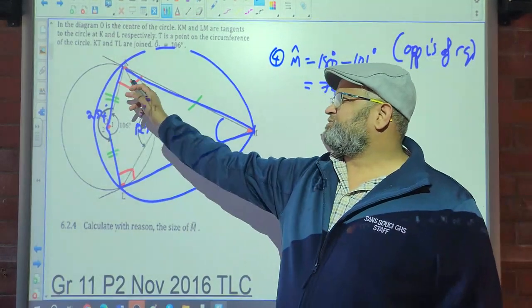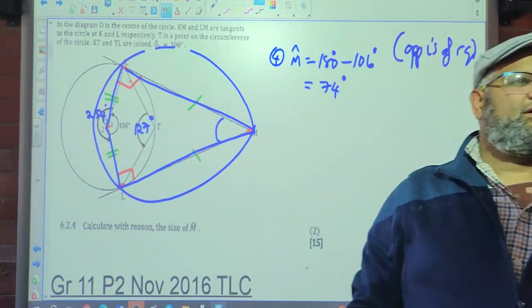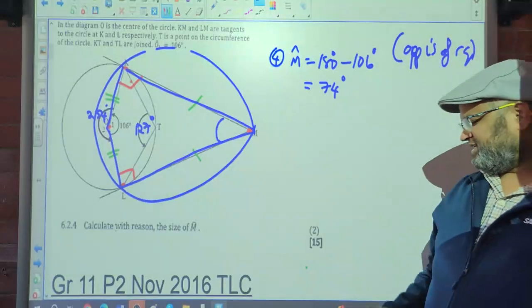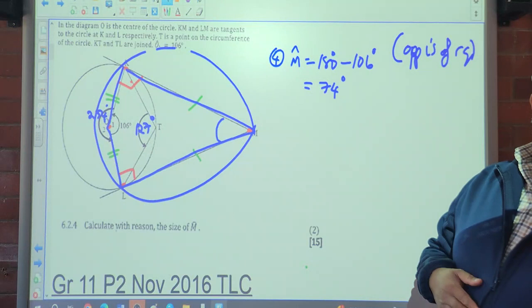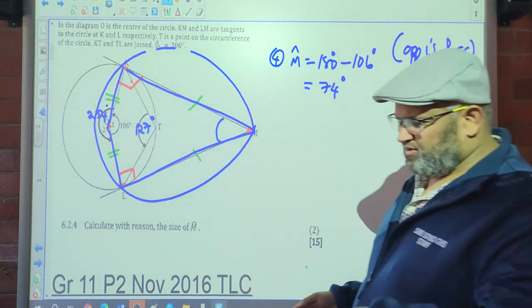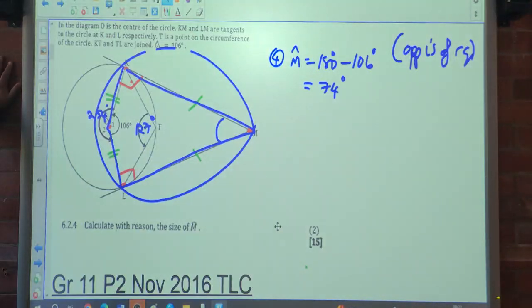Otherwise, you could have said 106 plus 90 plus angle M plus 90 is equal to 360. Why? Because it's the interior angles of a quadrilateral. You could have said cyclic quad as well. The interior angles of a quad.